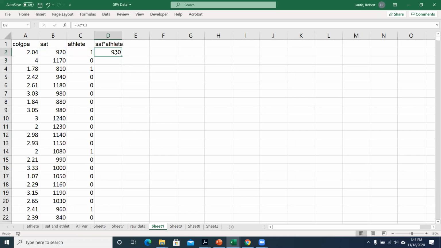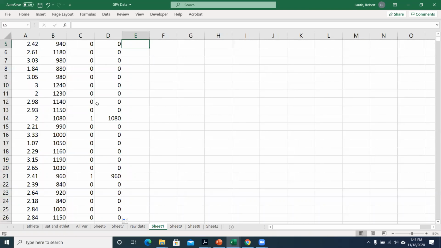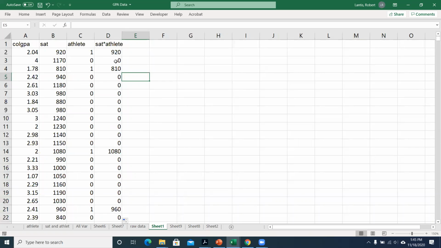Hit enter. Now, a nice little trick: instead of dragging it down, if I double left click this little green box when my mouse becomes an arrow, it'll do that for every single observation in my data set. Now notice, when I created the interaction term, whenever someone wasn't an athlete, that was just a 0, which makes sense. Once athlete is 0, the interaction should be 0 as well. So it's almost like Excel's only estimating the additional impact of the SAT score within just the observations that are athletes, with this third interaction term.